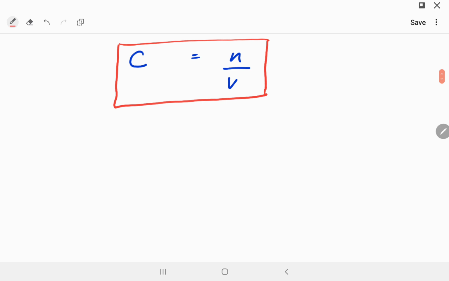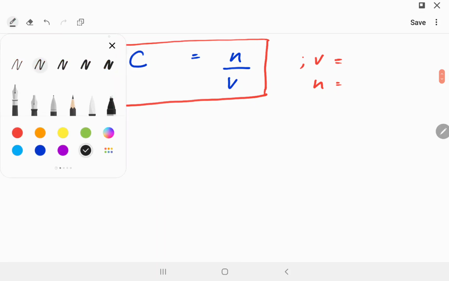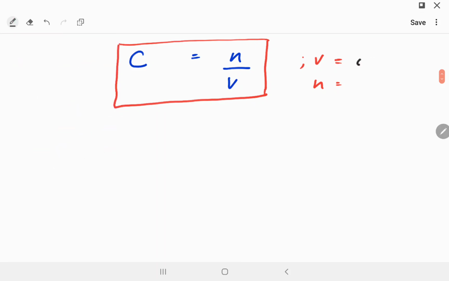So here's the thing. Do we know V? V is given, which is 0.5 liters. Do we know N? No, that is not given. So here's the problem. We have to calculate N. V is half a liter, but N is not given.